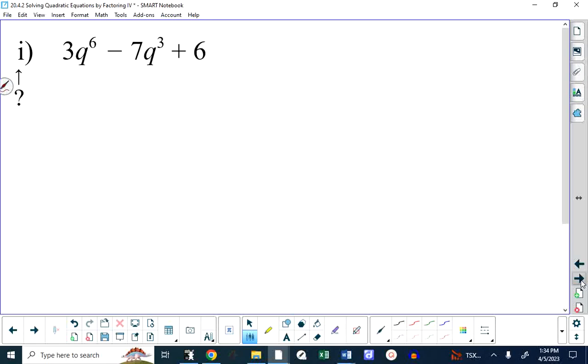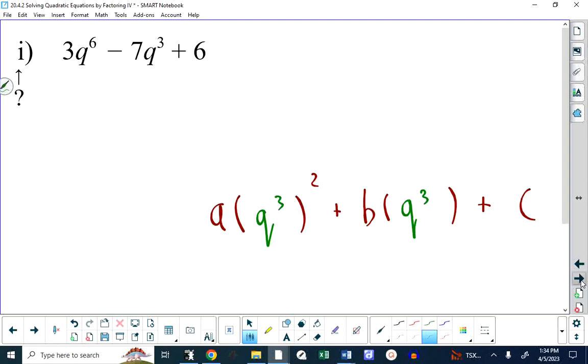Can I take a common factor out of this? Remember, we're asked to factor everything. Is there a common factor? No. Does this fall into the A times a thing squared plus B times a thing plus C category? Yes, it does. The thing is q cubed.